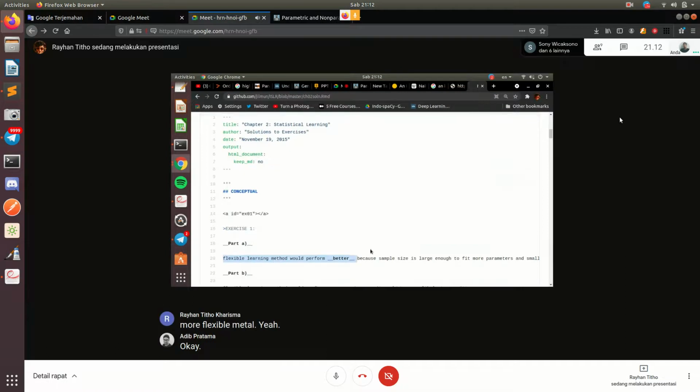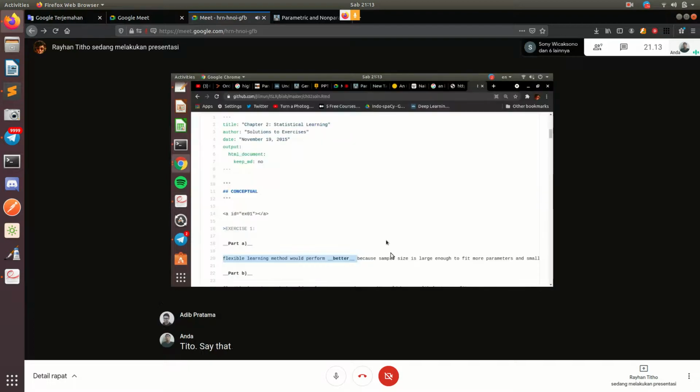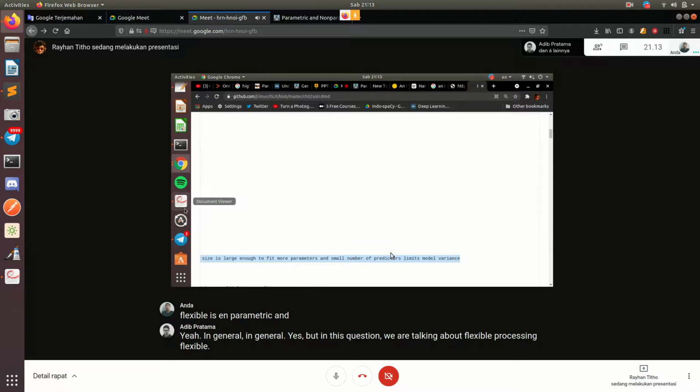Okay, part B. No one saw the part written. Do not see the answer yet. So the answer is non-parametric will do better. Flexible, the more flexible method. We are talking about flexible versus inflexible. Yeah, in general, yes, flexible is non-parametric. But in this question, we are talking about flexible versus inflexible.